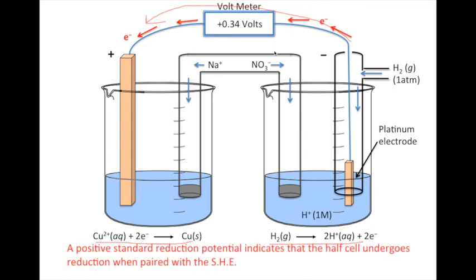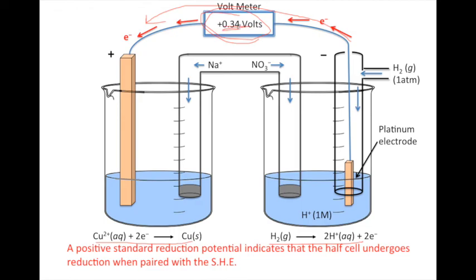So the positive cell potential that we see here indicates that the half cell undergoes reduction when paired with the standard hydrogen electrode. And if we hooked up a voltmeter, we would get a potential difference between these two half cells of positive 0.34 volts. So the positive sign tells us that the copper half reaction is going to pull the electrons towards it, so it has a greater standard reduction potential, and the standard reduction potential for the copper would be 0.34 volts.